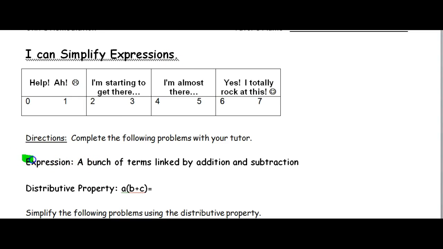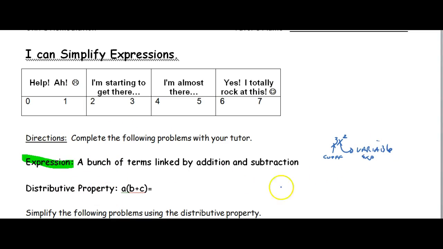Basically, an expression is a bunch of terms linked by addition or subtraction. When we talk about a term, we're referring to a number linked to some variable expression. So you have what we call our coefficient, which is a 3, the number in front of the variable expression. So that's the coefficient. And then you have your variable expression.